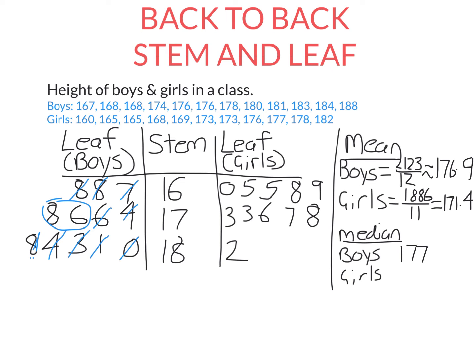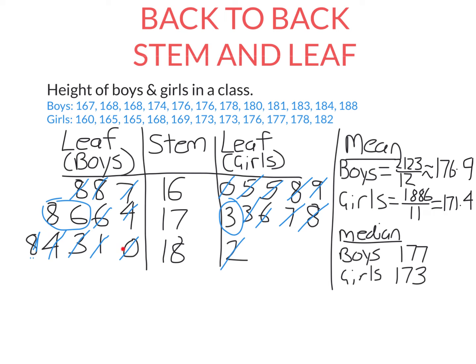And we can do the same for the girls. You cross out the highest and the lowest, and then the second highest, second lowest, and so on. Keep going down like this and you will end up in the middle. For girls, there are only 11 scores. When there's an odd number of scores, then there's only one middle score. So here the median is 173.